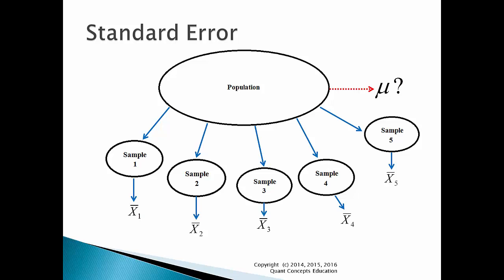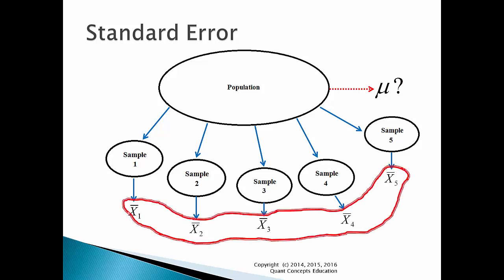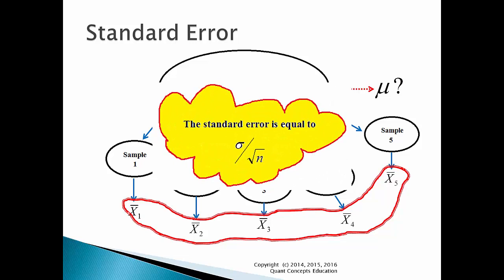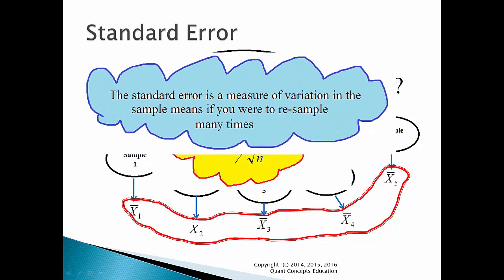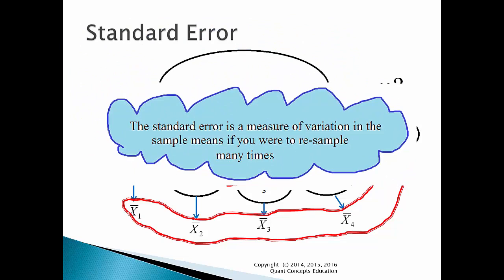Now, the standard error is simply a measure of the variation across all these sample means. The formula for the standard error is this. Sigma, the numerator, is the population standard deviation, and n is the size of the samples. The intuition is this. The larger the population standard deviation, i.e., the more variation in the population, the more variation we will observe in the sample averages. And the larger the sample size, the smaller the variation in the sample averages, as there will be less sampling variation. In summary, the standard error is a measure of the variation in the sample means if you were to resample many times.